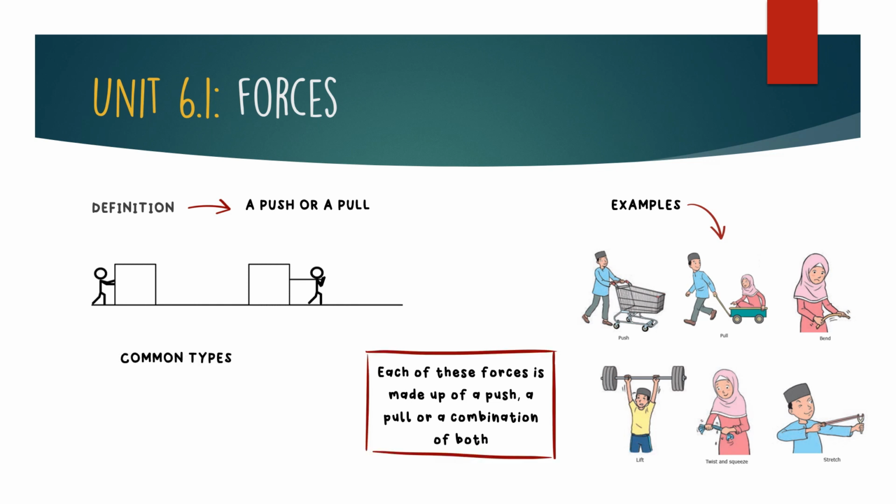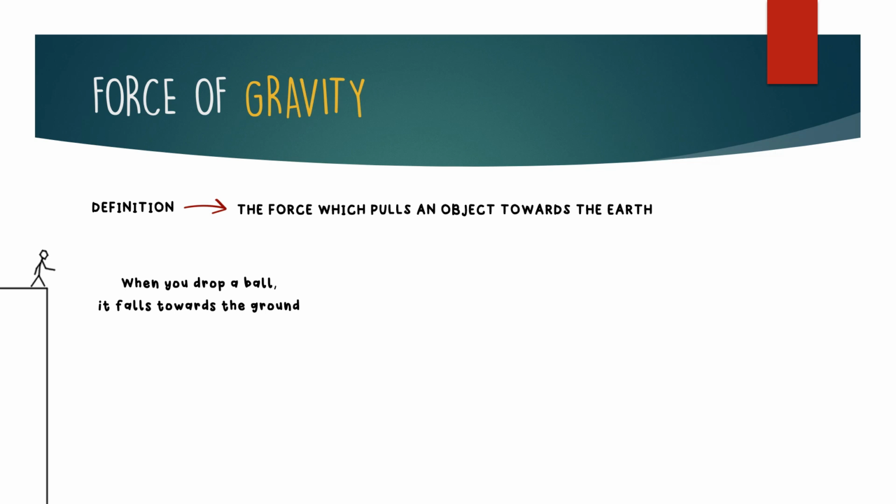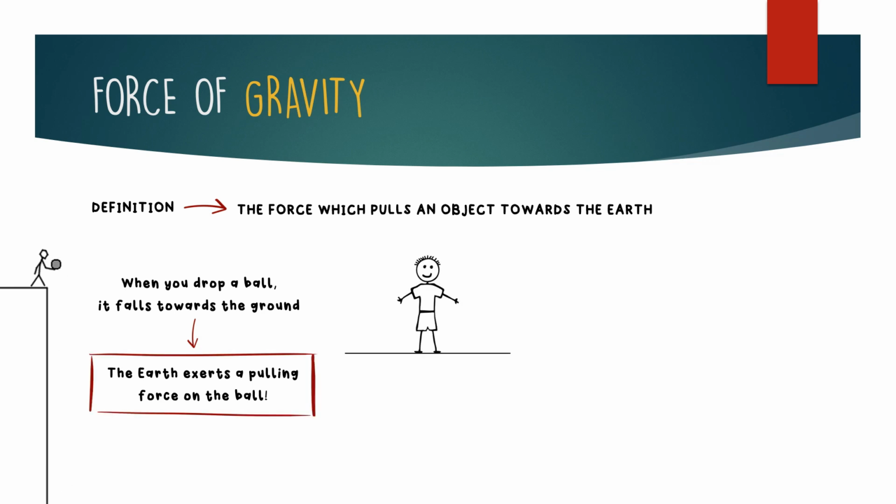Some common types of forces are force of gravity, frictional force, and magnetic force. Force of gravity is the force which pulls an object towards the earth. When you drop a ball, it falls towards the ground. This shows that the earth exerts a pulling force on the ball. Your body's weight is actually the force of gravity acting on your body.